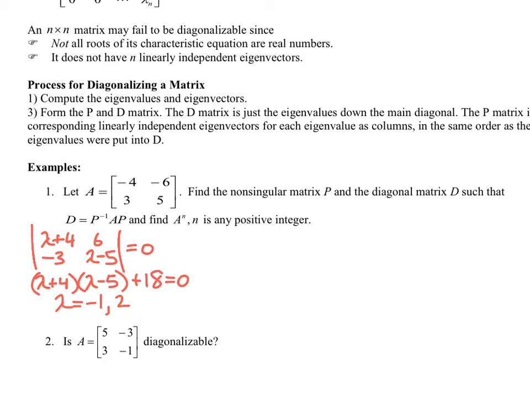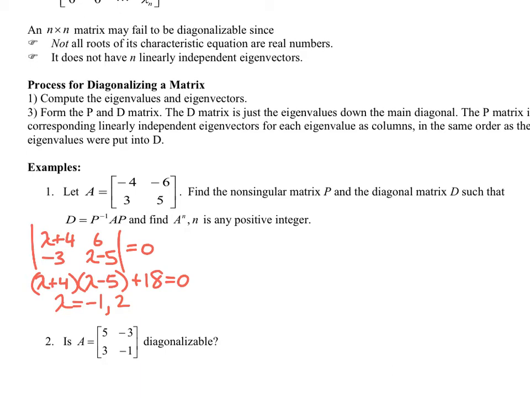The D matrix is just the eigenvalues down the main diagonal. Okay, that sounds great, right? The P matrix is a little bit different, because that is the eigenvectors placed in the same columns that the eigenvalues are placed in, all right?